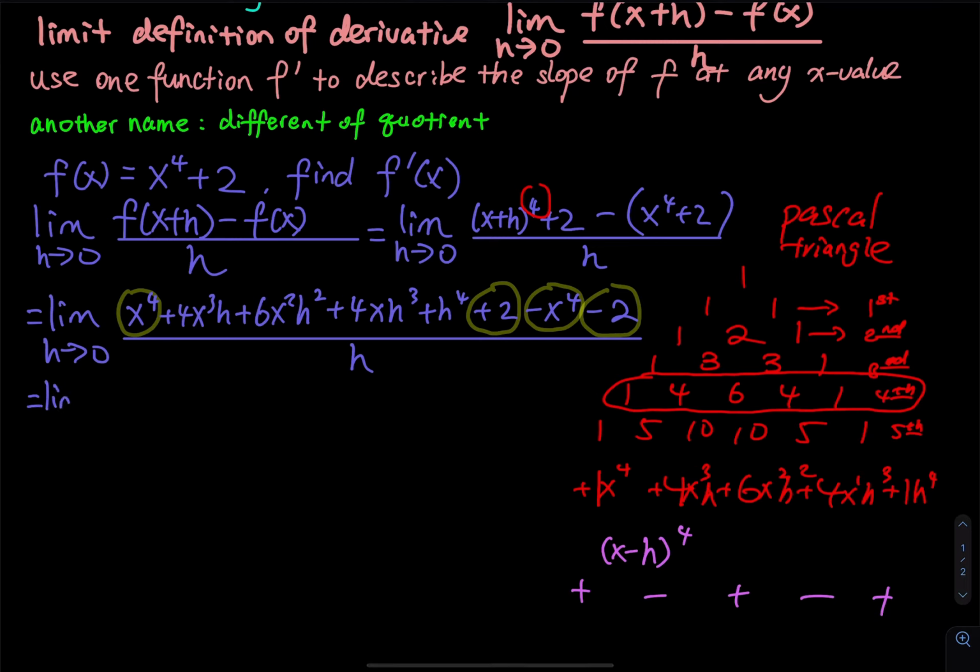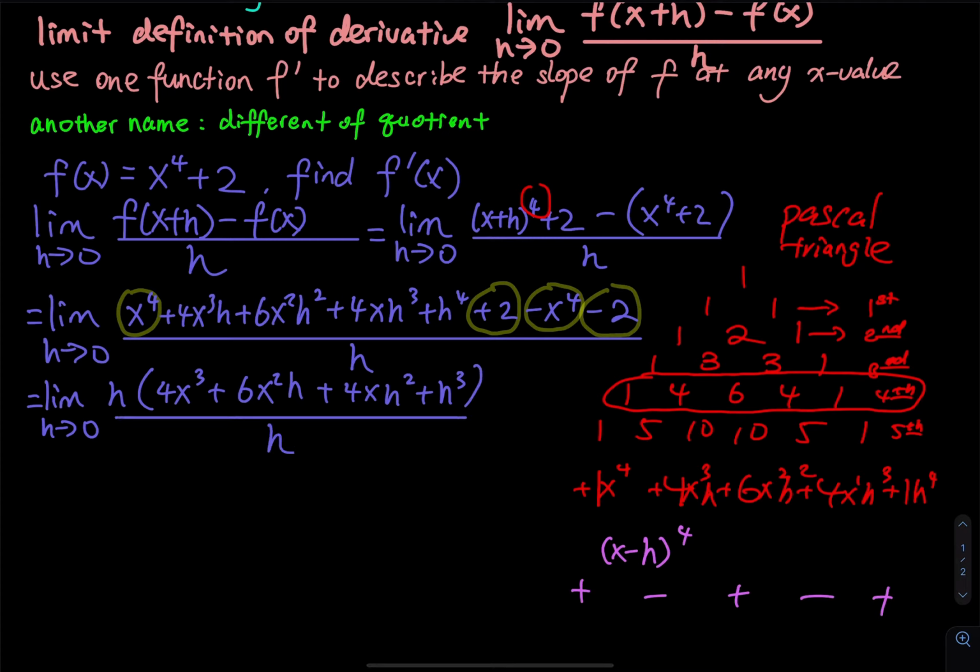So you have the limit as h goes to 0. You factor out an h, and then you have 4x to the third plus 6x squared h, and then plus 4x h squared plus h to the third, and then you divide it by h. So our biggest enemy is the h in the denominator because h goes to 0, but now we get rid of it, then the job is done.